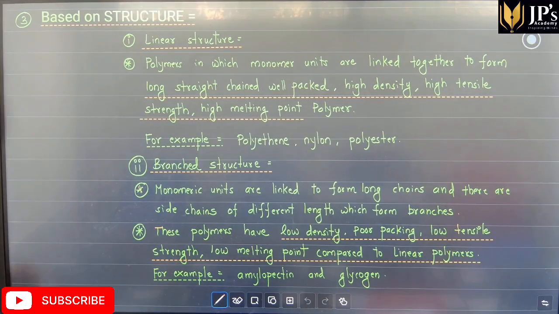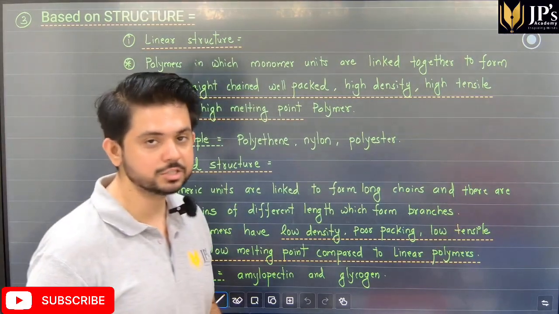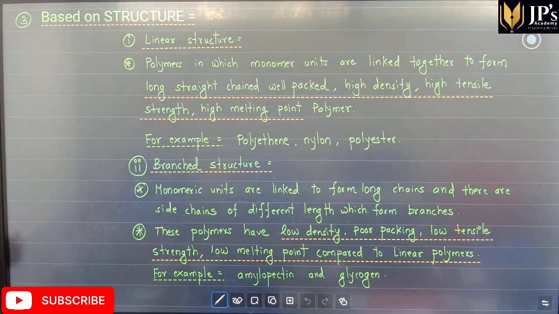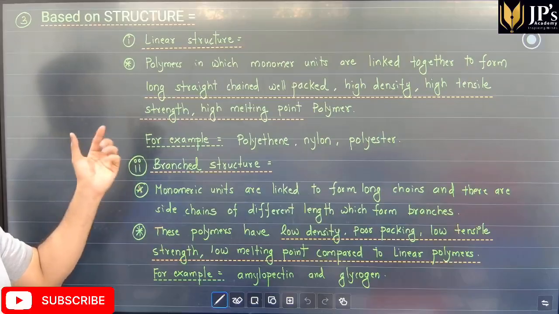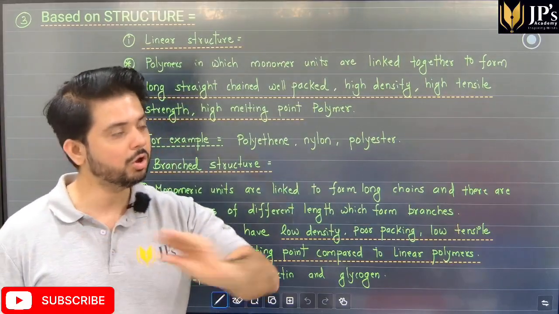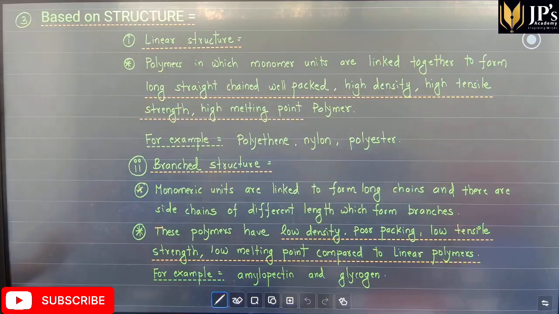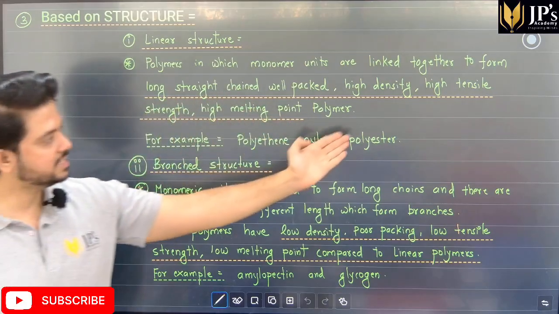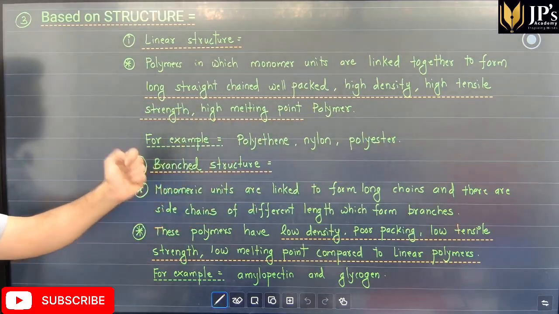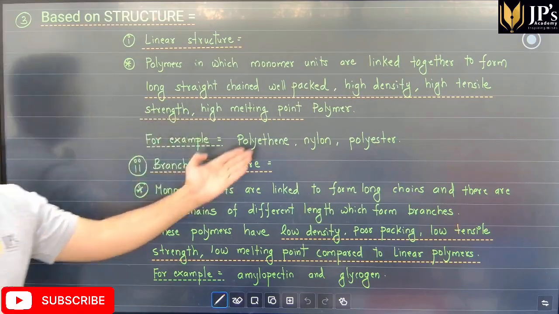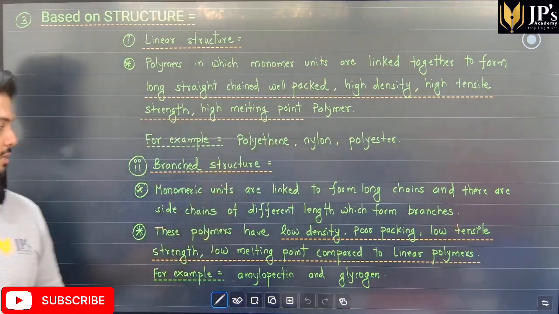Next, students, the classification is on the basis of structure. The first classification is linear polymers or linear structures. As the name suggests, polymers in which the monomer units form long straight chains are called linear polymers. Now they have high density, high tensile strength and high melting point. Some common examples over here are polythene, nylon and polyester.